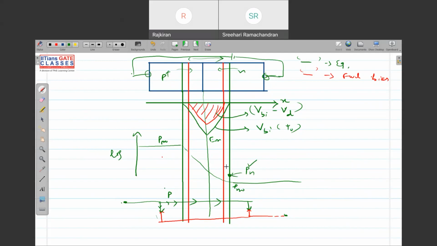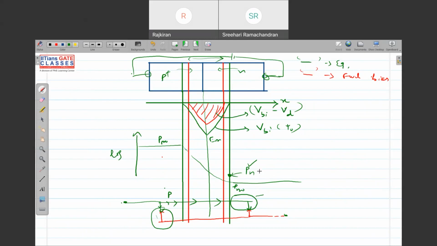So now you understand that in the device, I have got extra number of holes in the N side, nothing but minority carriers, and I have got extra number of electrons in the P side. The electrons are minority carriers in the P side, and the holes are minority carriers in the N side. Clear?